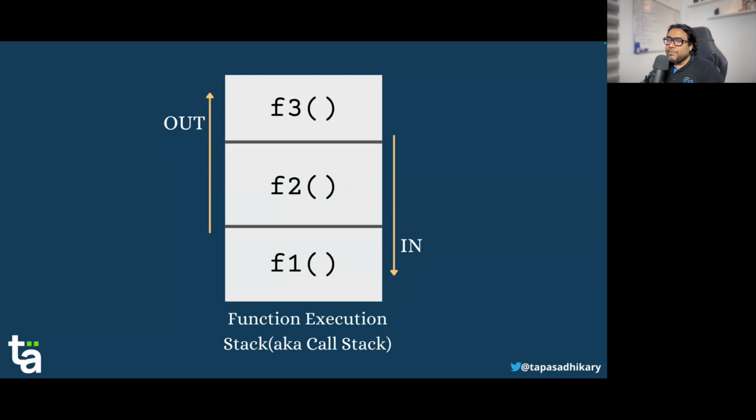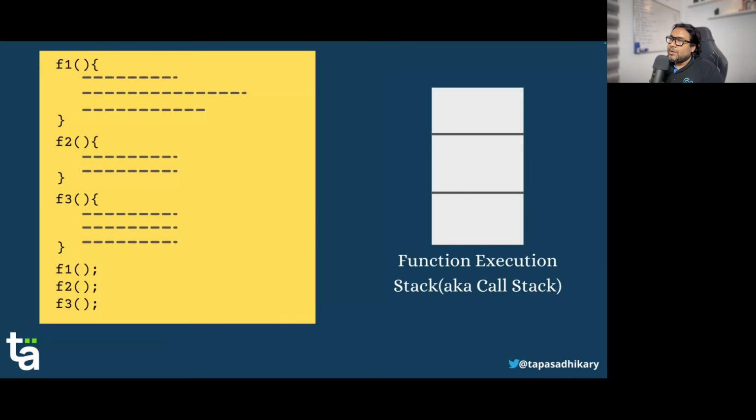Let's see a couple of examples of how we can simulate this call stack. The first one is an example where I have three functions: F1, F2, F3. Look at the left side where you have the F1 function and a bunch of code, then F2 with a bunch of code, then F3 with a bunch of code. And below that I am executing F1, then executing F2, then executing F3. Here F1, F2, F3 are getting executed independently. So imagine you are the JavaScript engine, the JavaScript interpreter. Now you are looking into this file from the top.